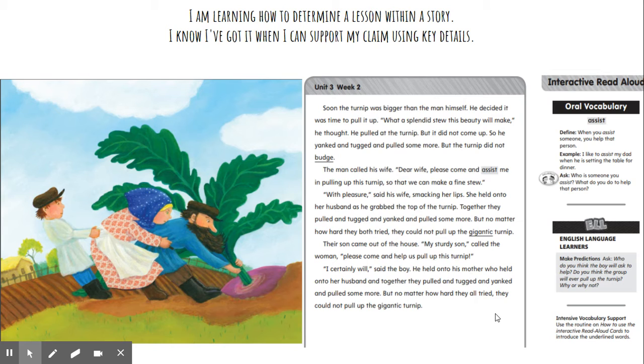Their son came out of the house. "My sturdy son," called the woman, "please come and help us pull this turnip." "I certainly will," said the boy. He held on to his mother, who held on to her husband, and together they pulled and tugged and yanked and pulled some more. But no matter how hard they all tried, they could not pull up the gigantic turnip.